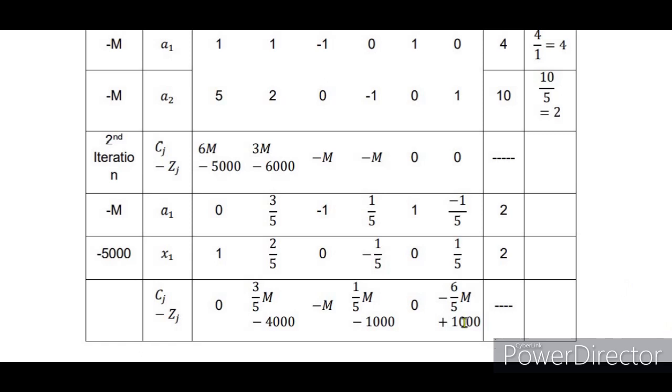So we will just leave the value of the optimal z here as dash, okay? Because there is a variable m in cj minus zj, okay? So it will be dash.